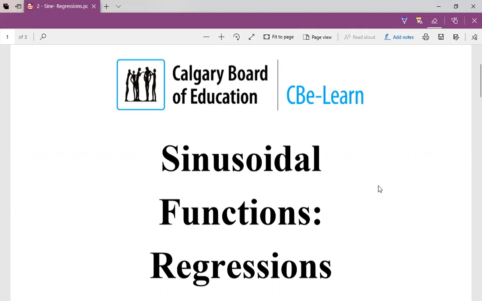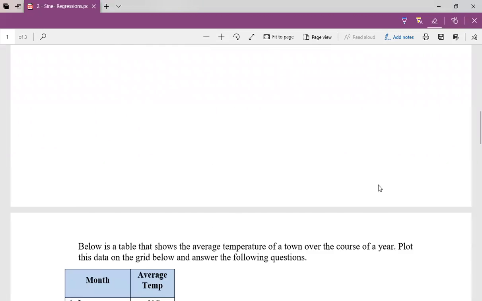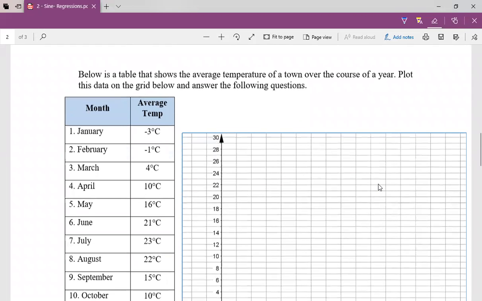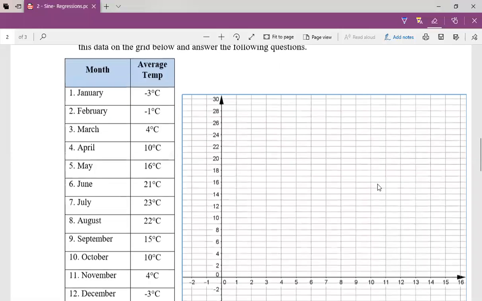Now, you've done this before, so what I want you to do is go grab your calculator, and we're going to put some data in and see how this looks with a sine wave. So here's what we're going to do. Below is the table that shows the average temperature of a town over the course of a year. We're going to put this into our calculator and draw this.